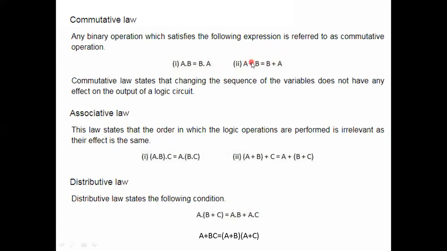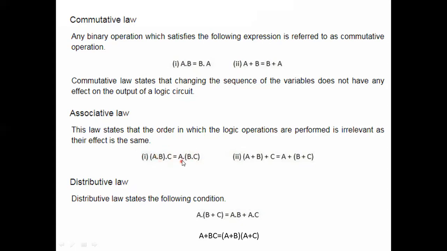We drew the table and the symbols also for this. The next one is the associative law. What is the associative law? A dot B, dot C is equal to A dot, B dot C. First, we do the AND operation between A and B, and this combination is ANDed with C. That is equal to first doing the AND operation between B and C, and A is ANDed with this combination.